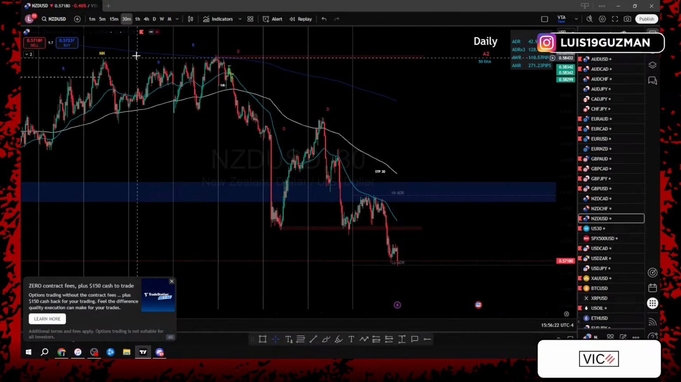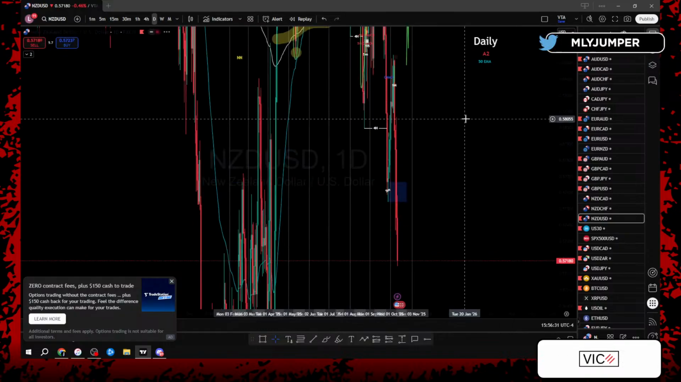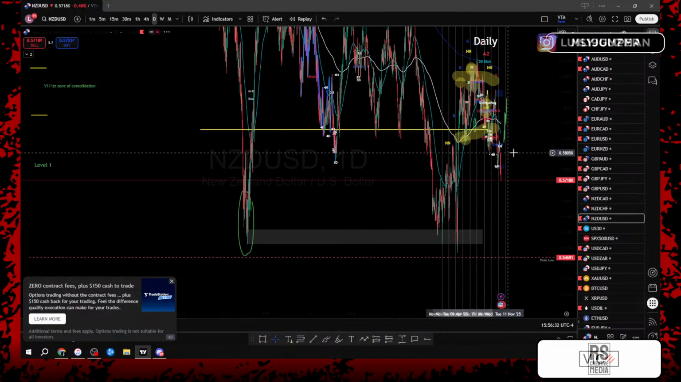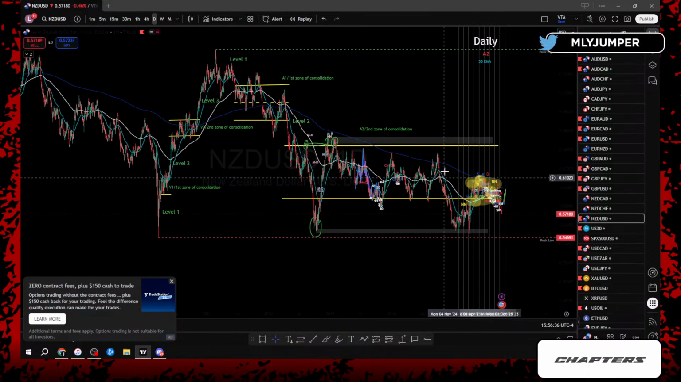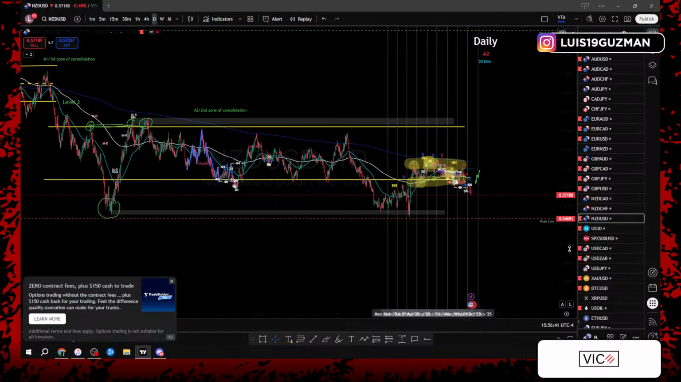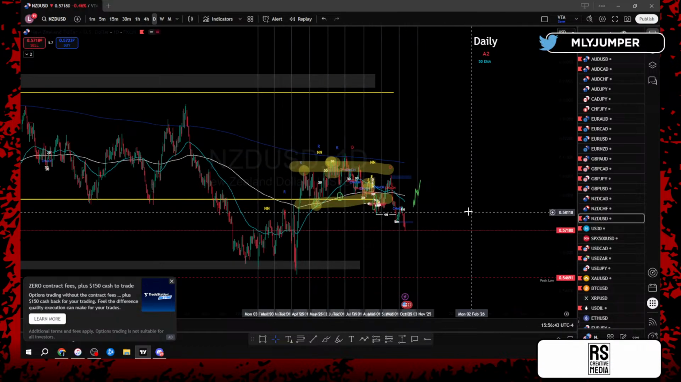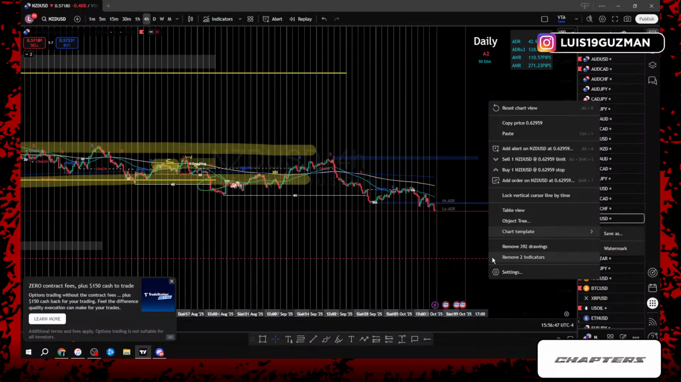For NZD USD, I'm having an issue with my Discord. NZD USD price gave us a 4th-day drop. So let's start from the daily time frame first of all. On the daily time frame, we know we're in the second zone of consolidation on a downtrend. We're at the bottom of the zone of consolidation, so we know that this isn't the best spot to be looking for a trade. However, we go into the internal time frame, 4-hour.